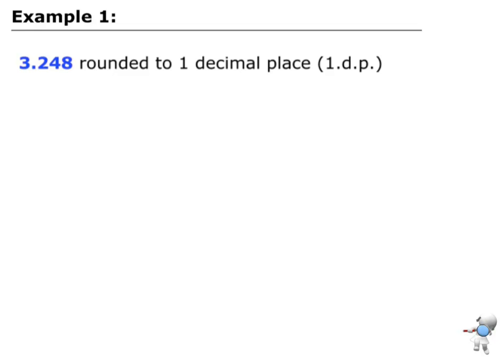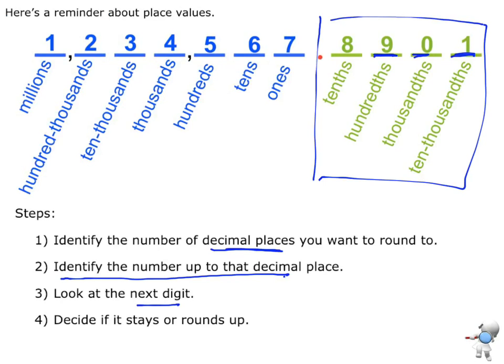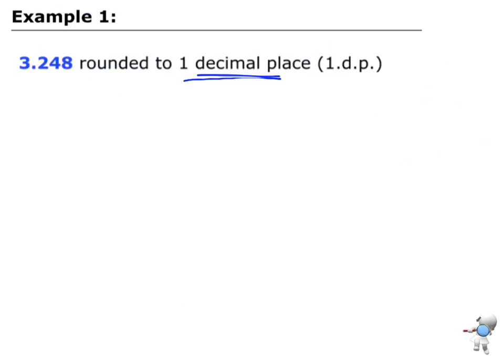So let's have a look at this. I've got the number 3.248. So it said, look first, I want this to one decimal place. Okay, so the second step was to identify the number up to that decimal place. So in that case, it's going to be 3 point something.